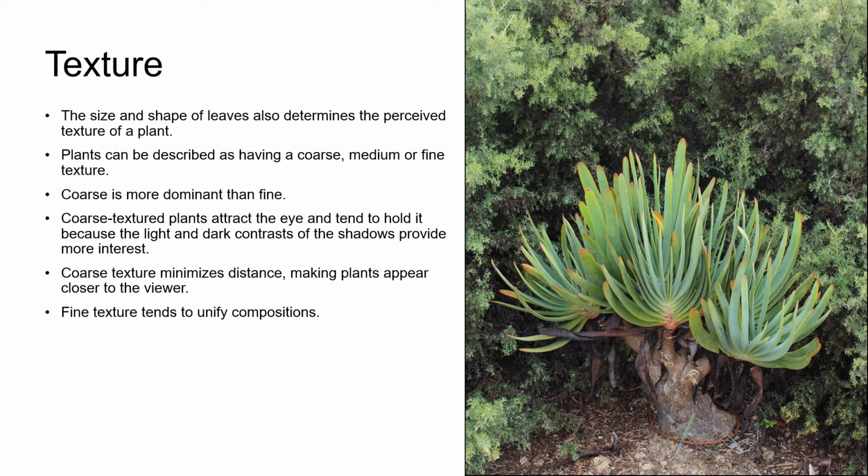Coarse texture tends to minimize distance, making plants appear closer to the viewer, and fine texture tends to unify compositions. Remember, though, that the texture of plants should also be considered relative to the surroundings. This fan aloe in the picture on the right would be described as having coarse foliage, and the rosemary-leaved grevillea behind it would be described as fine textured. The relative textures of the two plants are accentuated because there's such a big contrast between the two.